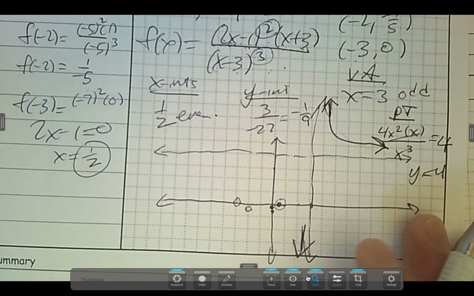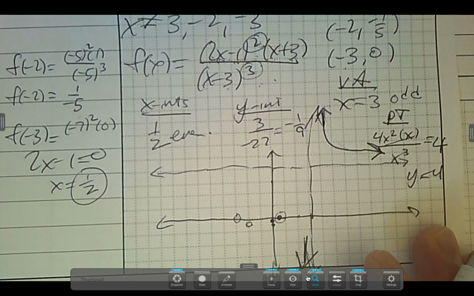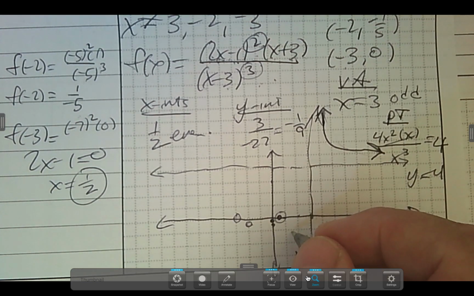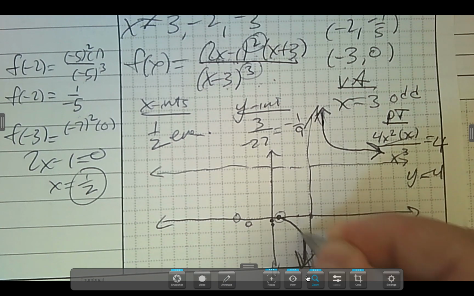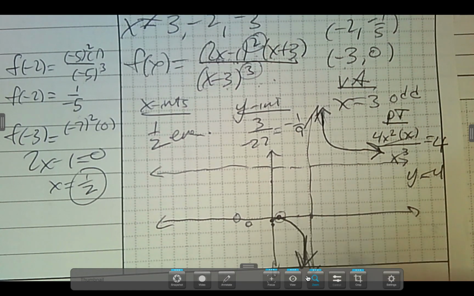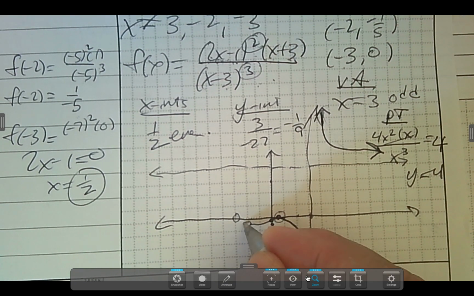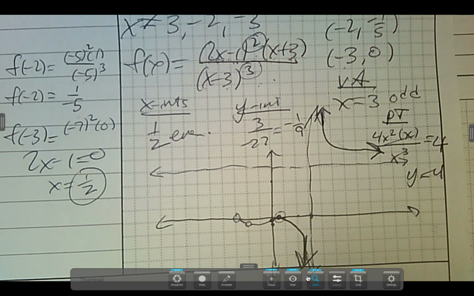The x-intercept has an even exponent. So with the even exponent, it's just going to touch and not cross. So I have this kind of behavior where it's going to touch. I have the y-intercept. I have this hole. I have this hole. So I'm going to connect them.